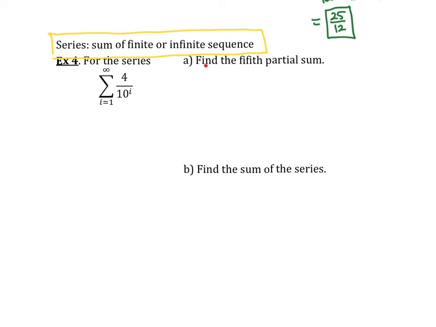Okay, so for A, it tells me to find the fifth partial sum. So when they say fifth partial sum, it means they don't want me to do the entire infinite sum. They want me to stop when I get to I equals 5. Oh, I spelled fifth wrong. And I don't even think I'm going to change it. Okay, so let me set this up. I'm still going to start at I equals 1, but because I only want the fifth partial sum, I'm going to stop at 5.